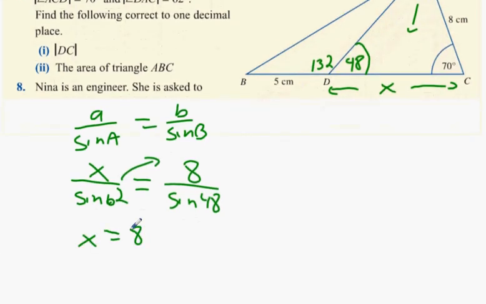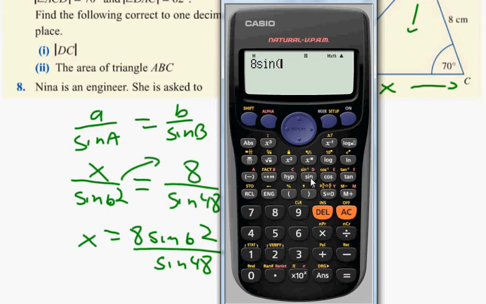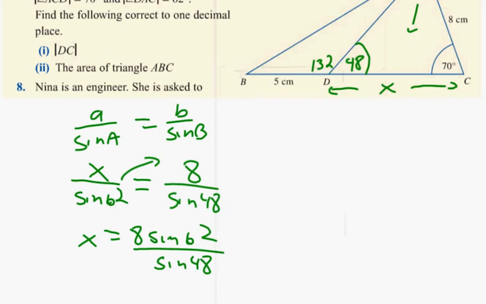Next thing you do, cross multiply up to sine 62. So we get 8 sine 62 divided by sine 48. Alright? 8 sine 62 divided by sine 48. 9.5? Okay, 9.5. So, let's rub that out and we got 9.5 for the first one.